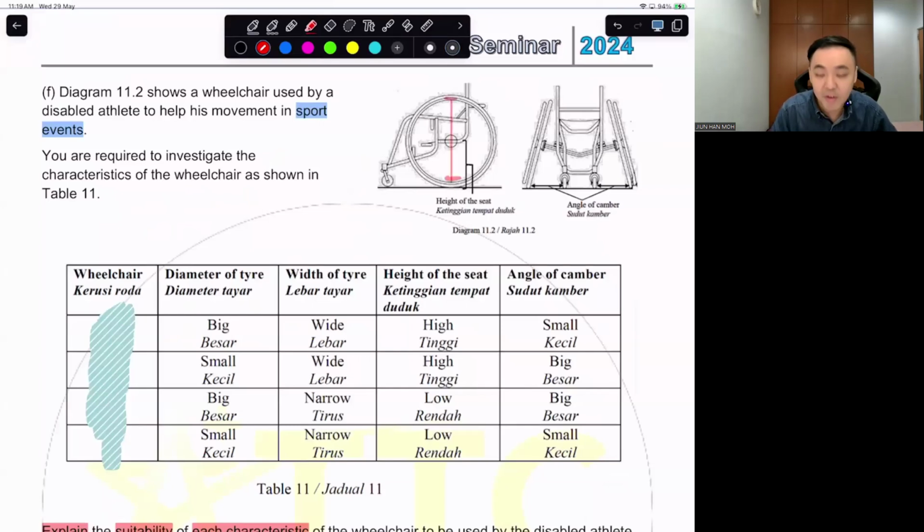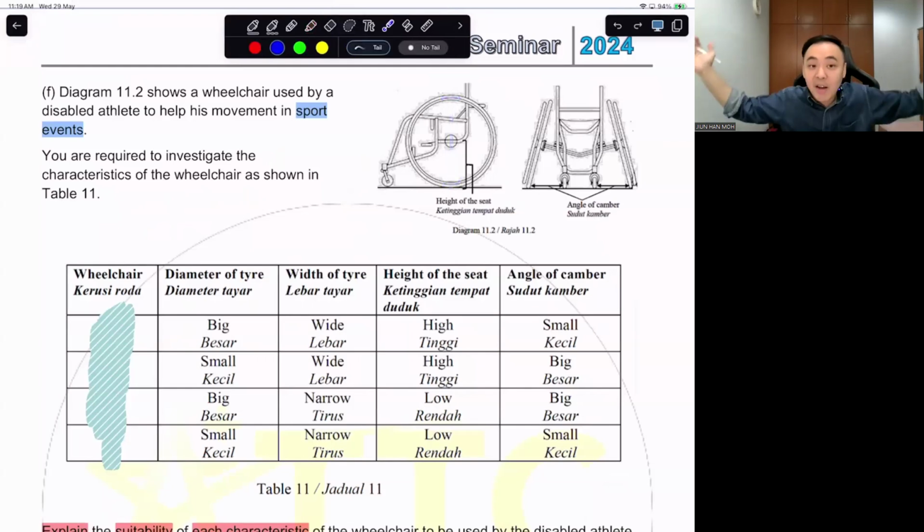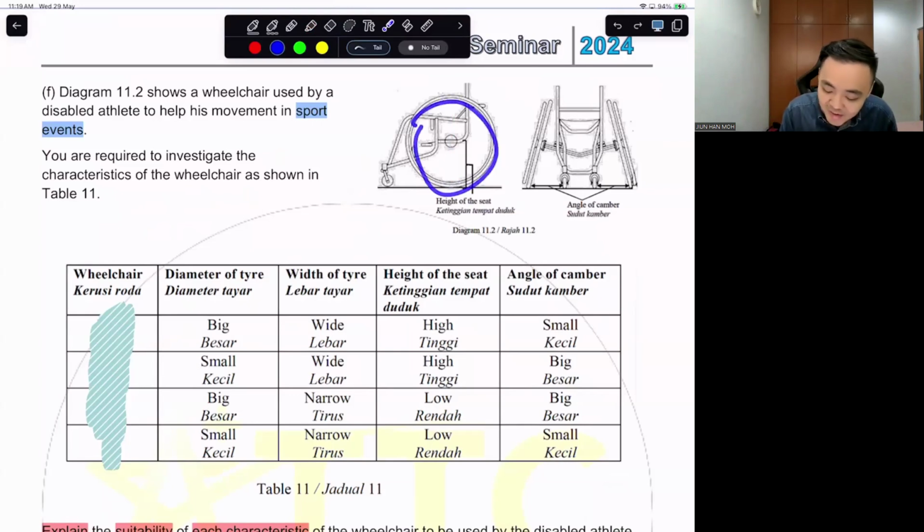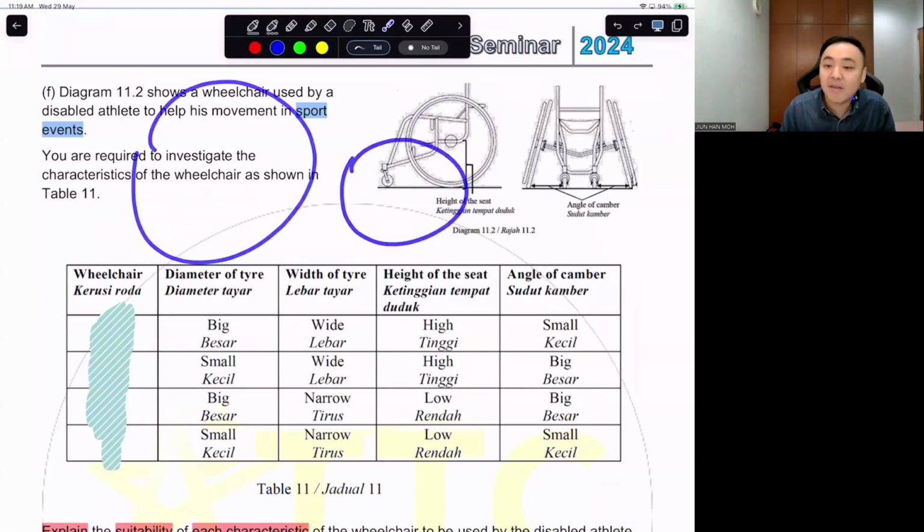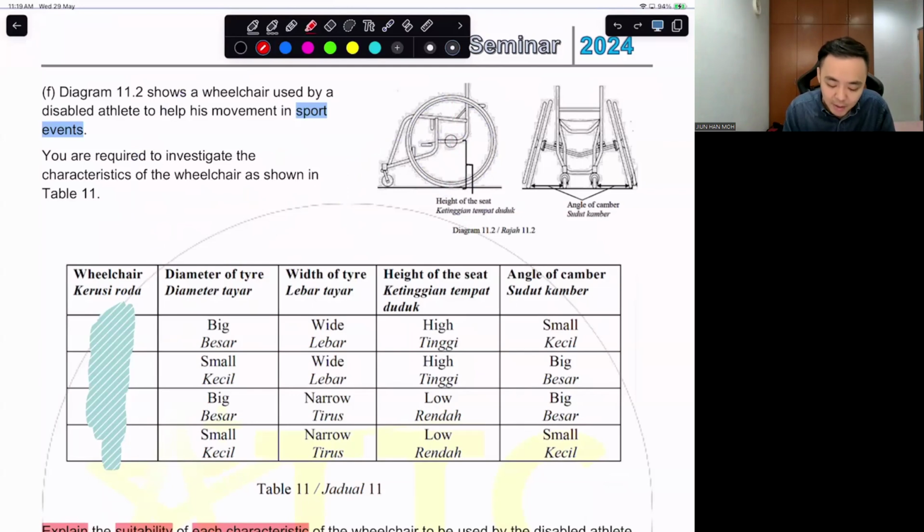This is called the diameter of the tire. And when I say diameter of tire, of course when your diameter is bigger, it means the wheel is bigger. Smaller means the wheel is smaller. So do you want a big wheel or do you want a small wheel? When I say diameter of tire, big is like this. Diameter of tire, small, is like this. And of course, the answer is going to be, yes, the bigger the tire, the better. Why bigger tire?